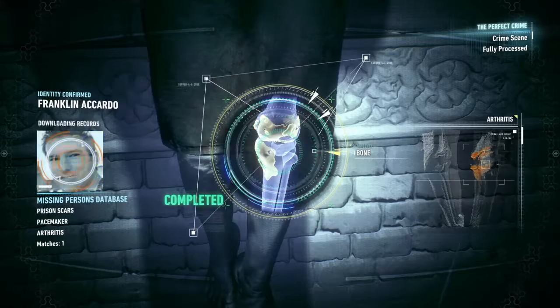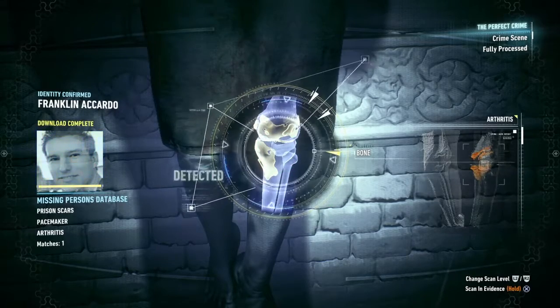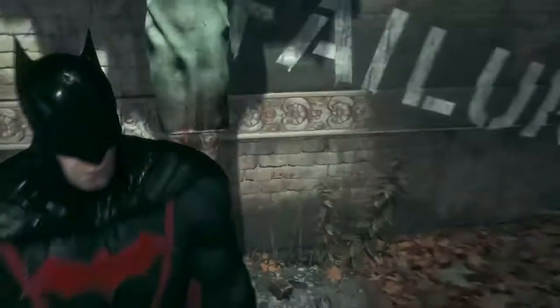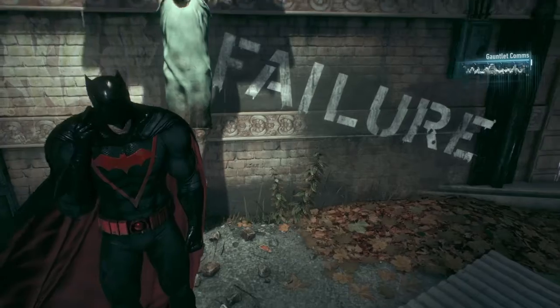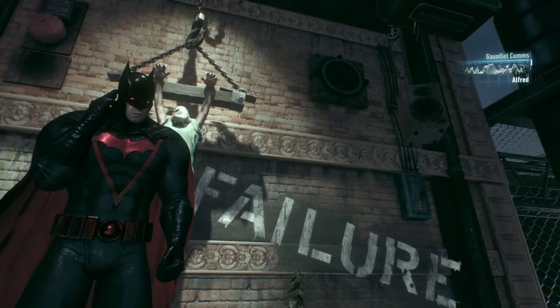Clear signs of bone deformation on the victim's knee. Joint line sclerosis points to juvenile arthritis, a rare and debilitating condition. Alfred, I've ID'd the victim as Franklin Accardo. His records are a litany of drug-related offenses, sir. In and out of prison from an early age.